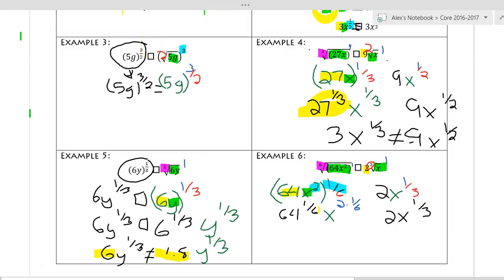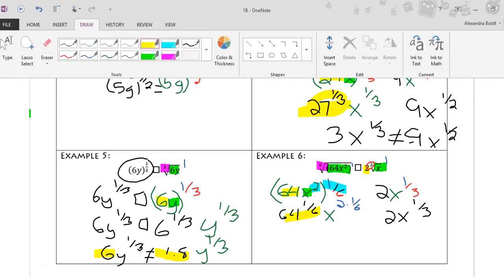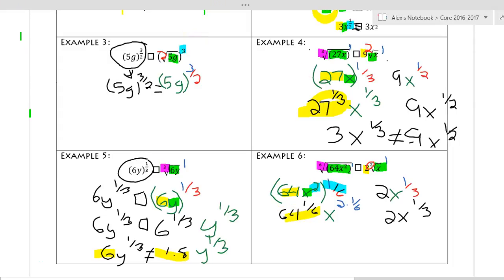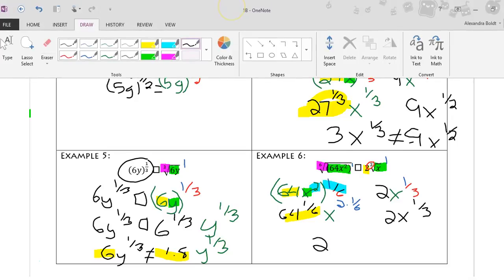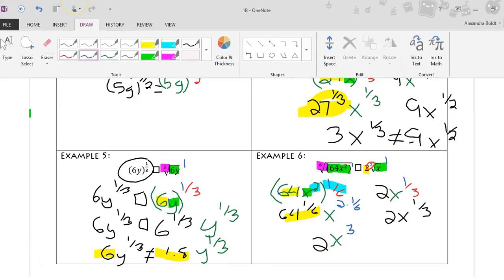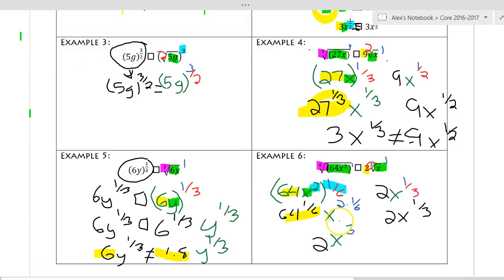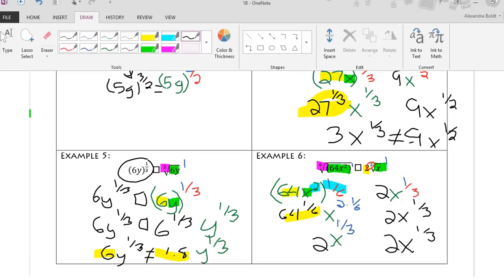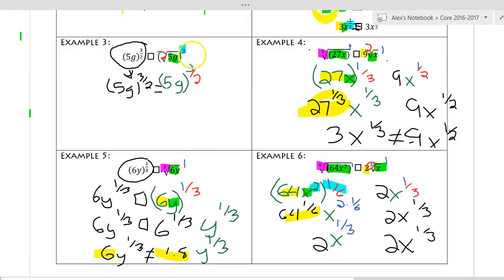All right. Now, 64 to the 1/6, if I put that in a calculator, you get 2. I have my base of x. And 2 times 1/6 is 1/3. Okay, so I have 2x to the 1/3. On the right side, I have 2x to the 1/3. So those are equal.